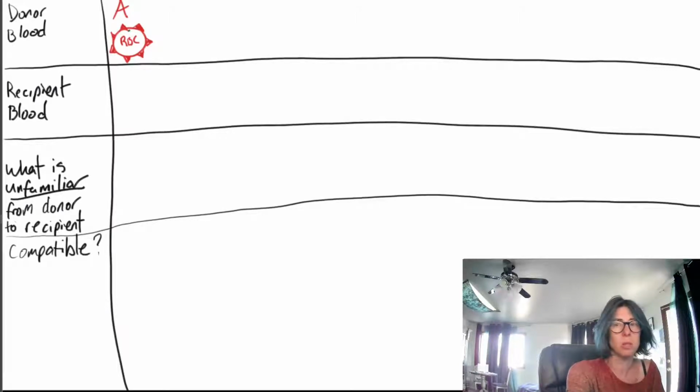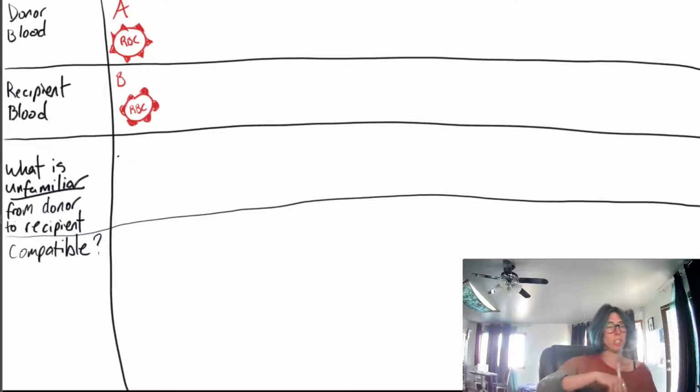Now let's say that this particular recipient has a different blood type, B. And so that means that the surfaces of the recipient's own red blood cells have glycoprotein B, which I've been drawing in my prior videos like this. So it's a different shape, right? It's an unfamiliar shape.